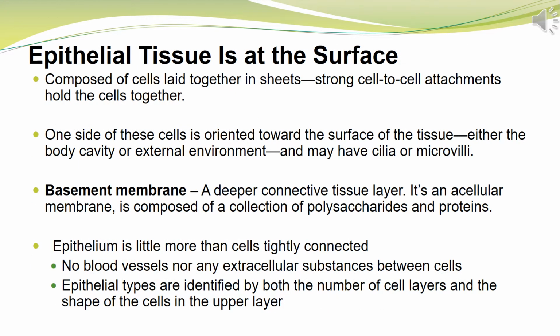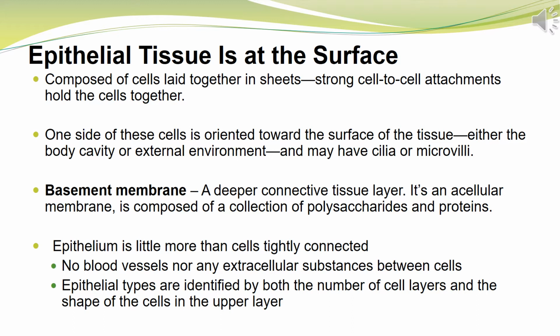Now we're going to begin to talk about the different types of tissue, starting with epithelial tissue, which is generally a tissue that lines other tissues within organs. Anyway, this tissue is composed of cells laid together in sheets, such that cells are connected together very strongly, and this helps hold the cells together.